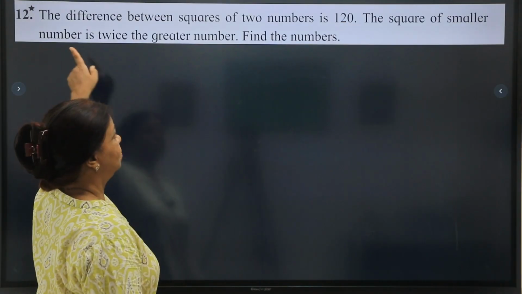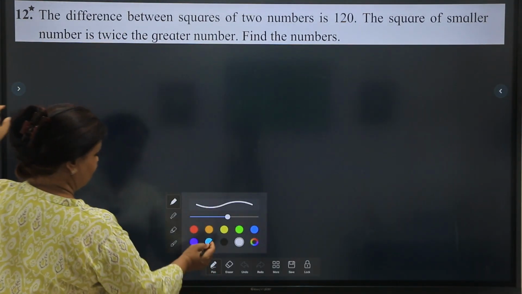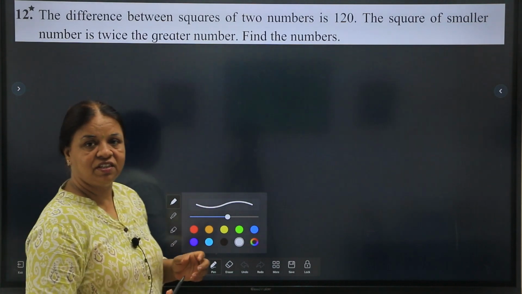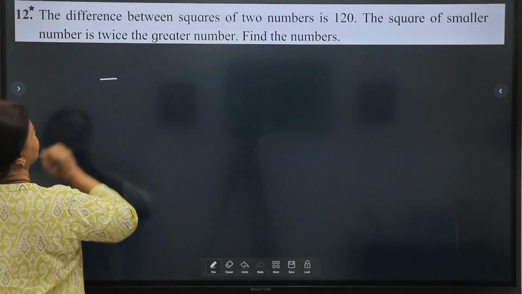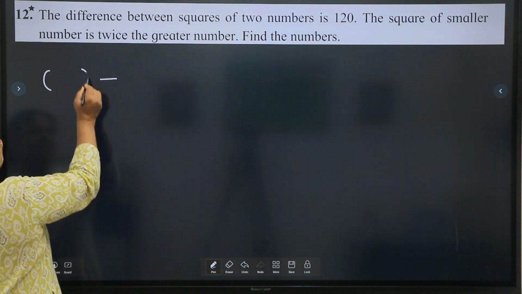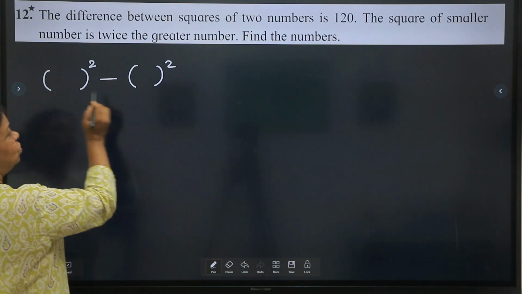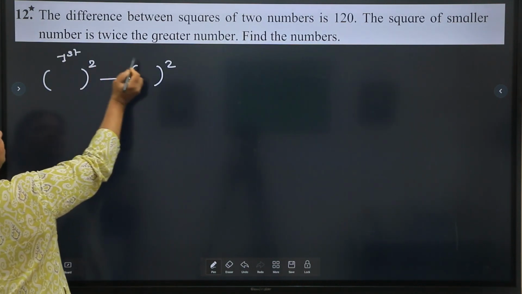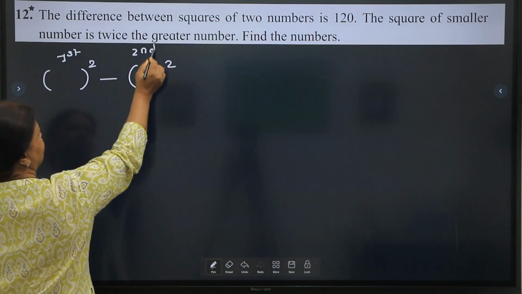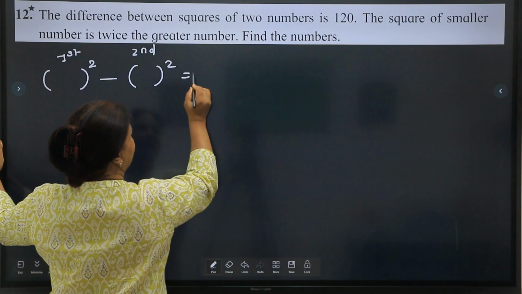The 12th word problem: the difference between the squares. What do you mean by difference, children? Difference means minus. Difference between the squares of two numbers. This is the first number and this is the second number. So the difference between the squares of the two numbers is 120.